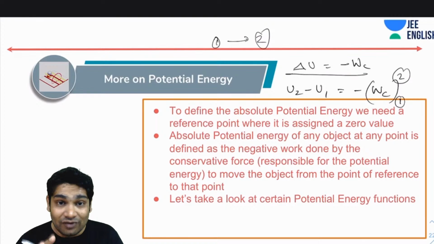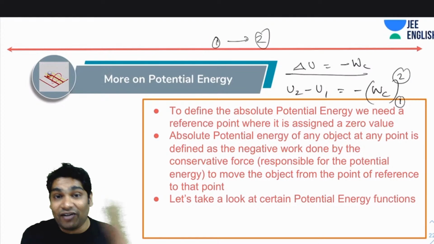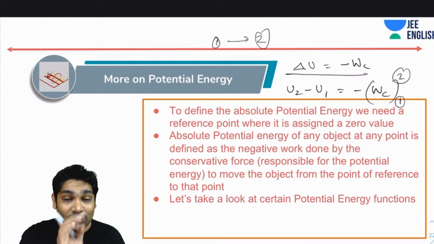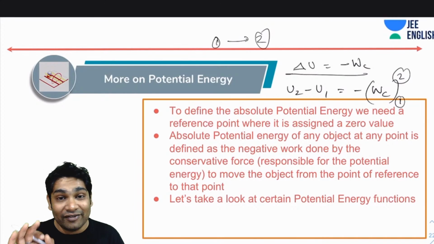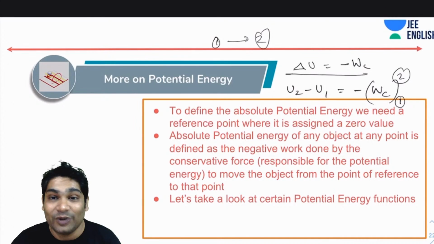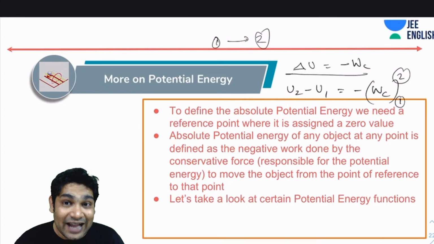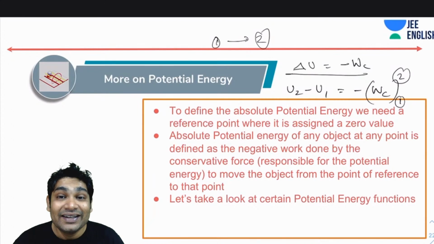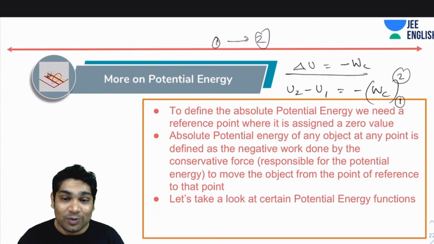To give an actual value, okay, the potential energy at position 1 is, let's say, 5 or 7, to define it like that, I will need a reference point where I will assume my potential energy to be 0. Okay, so remember that. As I said, we need a reference point to define absolute values of potential energy. Absolute potential energy of any object is defined as the negative work done by the conservative force in moving the object to that point from the reference point.